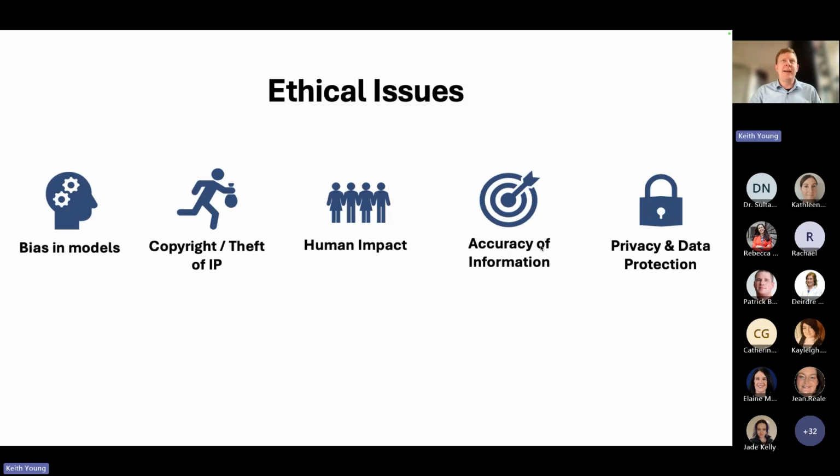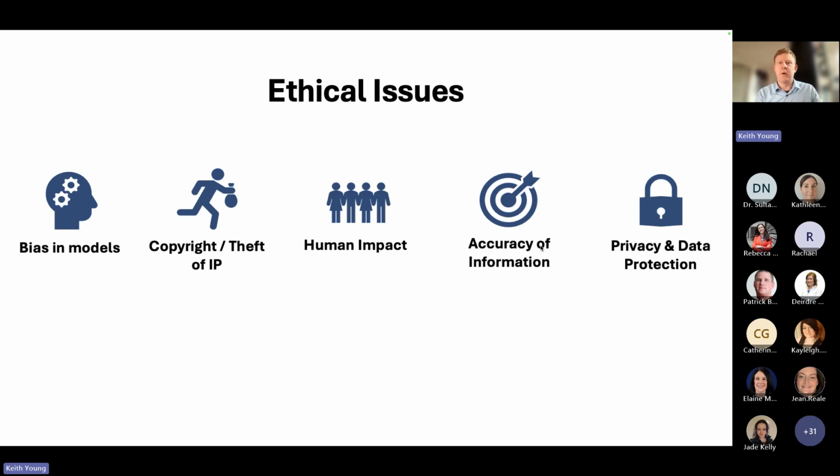There's the human impact, both in terms of the labor conditions behind annotating, but also in terms of the resource extraction of rare earth minerals that are being used to create all these chips that are providing the infrastructure required for the models. Obviously, issues around accuracy of information and the idea of hallucinations from the models, but also deep fakes.